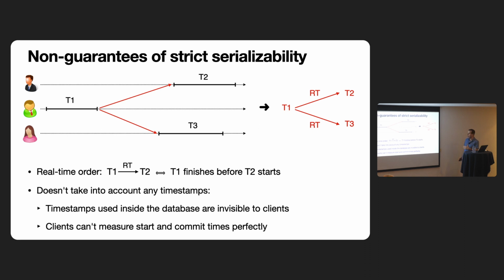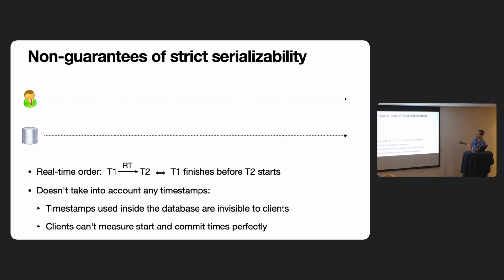This is because clients can't actually measure start and commit times perfectly. Let me explain why. I drew this diagram as though clients execute transactions. Actually, it's the database that executes transactions; it just didn't fit onto the slide. So really what you have is this: the client, which sits maybe on one machine, and the database node, which may be another server.